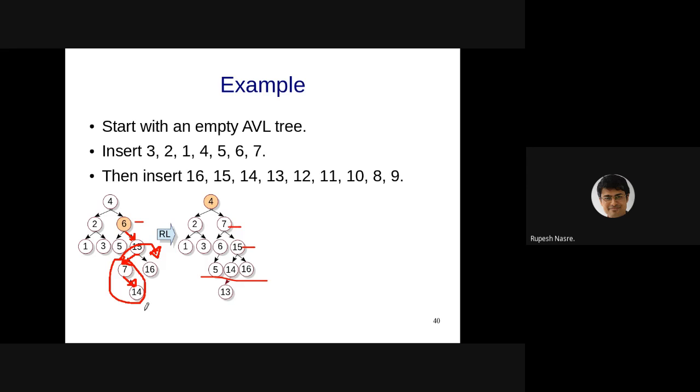Sorry, 7's left child was 14? No, that should not be the case. Yes, that is correct: 14 was adopted by 15, and therefore this is going to be coming here. And then 7's left child was empty, and that continued to remain empty. As I said, the right child remains the same. So 15 will continue to point to 16 as the right child, and the left child of 7 continues to remain the same, which was null. So in the intervening case, 7's left child is going to be empty.